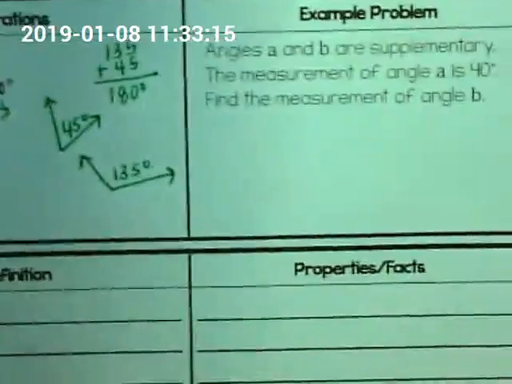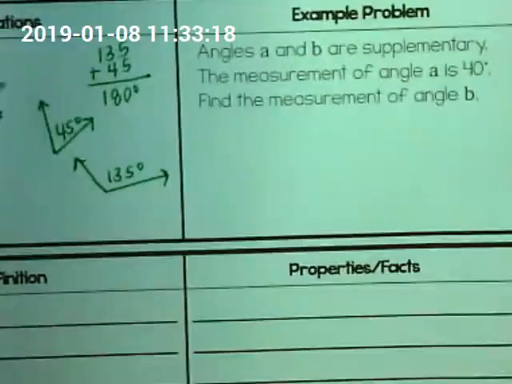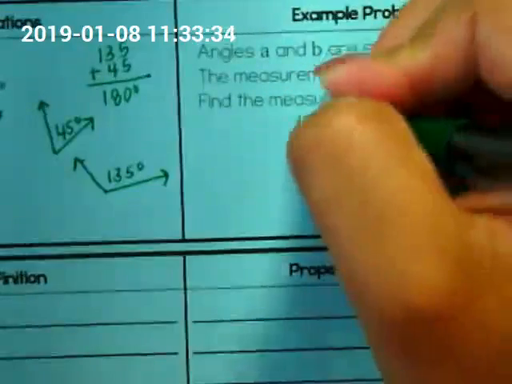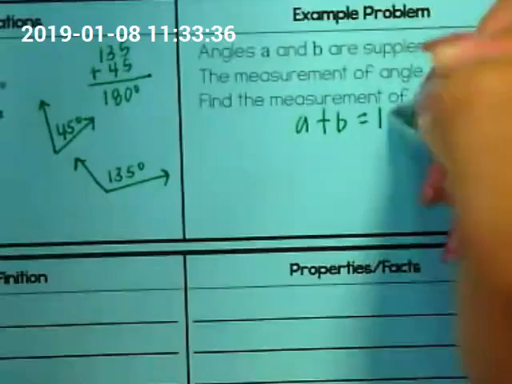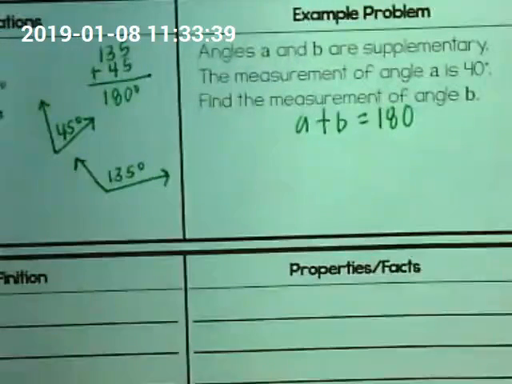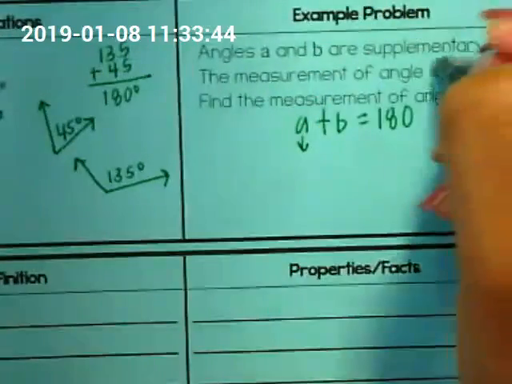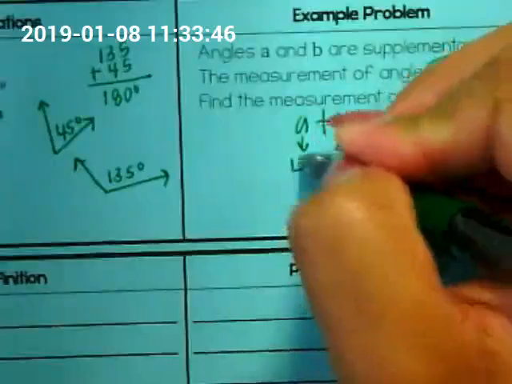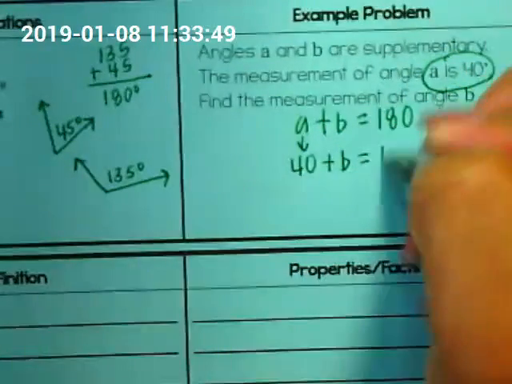All right? So now looking at the example, angles A and B are supplementary. The measurement of angle A is 40 degrees. Find the measurement of angle B. So they said angles A and B are supplementary, so angles A and B are going to add to give you what? 180. So A plus B is equal to 180 degrees. I'm going to replace this A here with the 40 degrees because they told me A is 40 degrees. So 40 plus B is equal to 180.